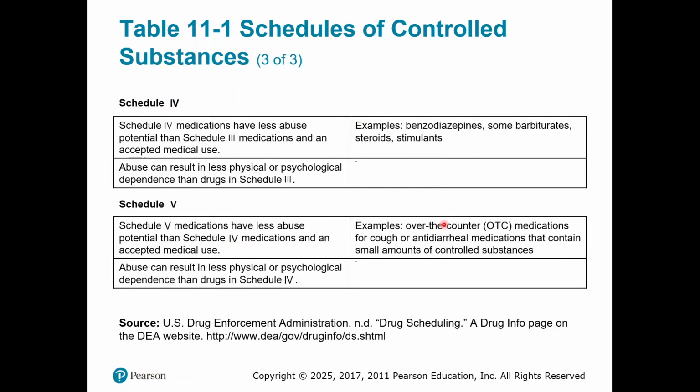And then let's look at your Schedule 5 drugs. These are over-the-counter medications used for cough and anti-diarrhea medications. So yeah, don't do that. But a lot of your Imodiums, did you know Imodium has a small amount of a narcotic in there? If you drank a lot of Imodium, you would actually get high. I'm not recommending that to anybody. A bowel obstruction is going to be much worse for you than your high. But yeah, that's why we have Schedule 5. We don't ever talk about them too much.